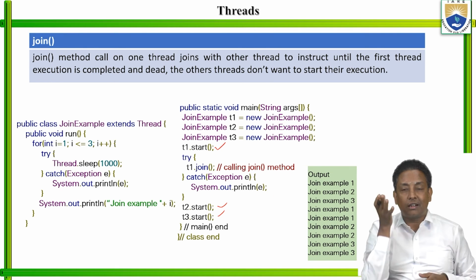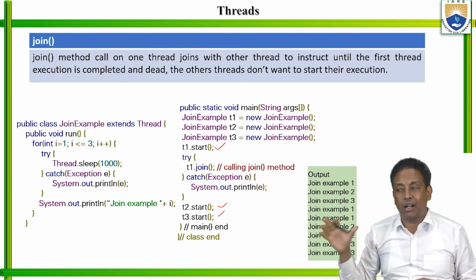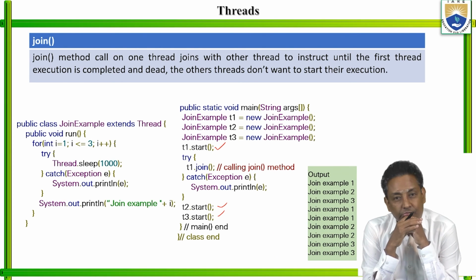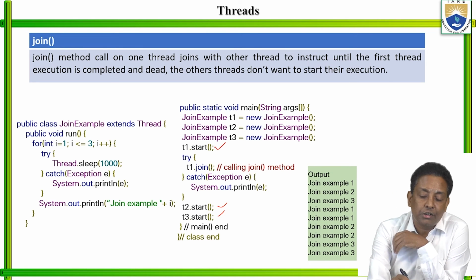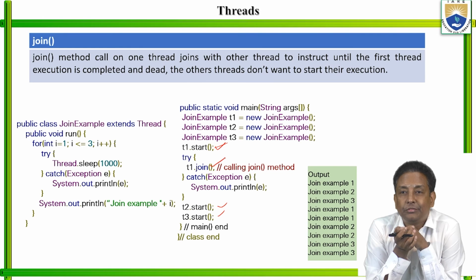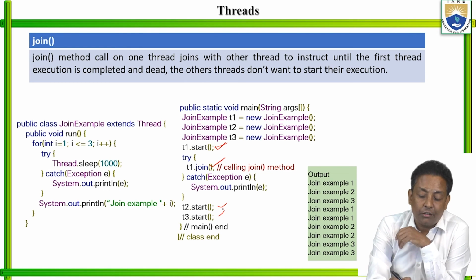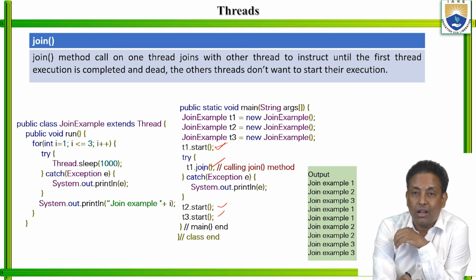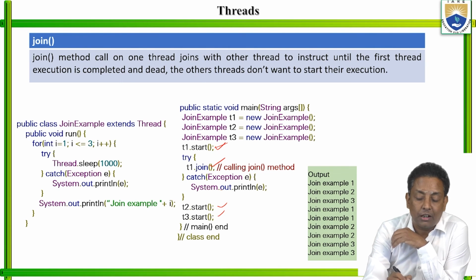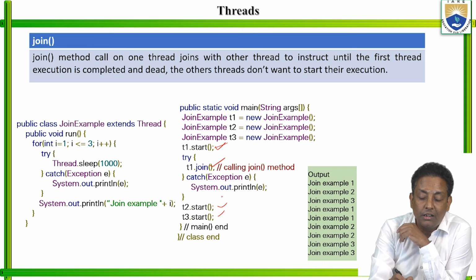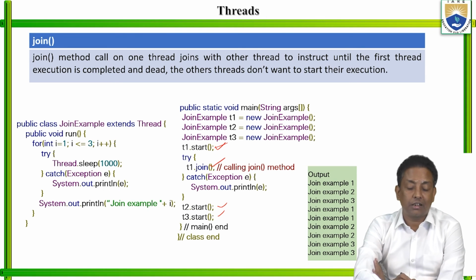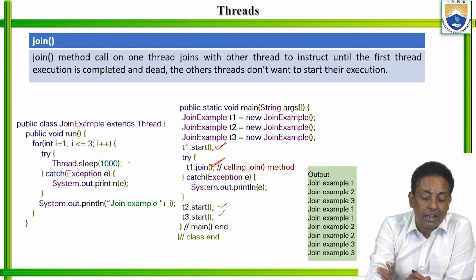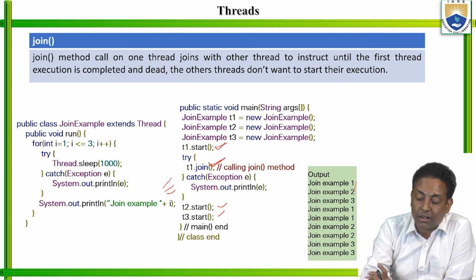So how do you instruct the thread scheduler: until my thread execution is completed, please don't start other threads? Immediately after you start your thread, you call t1.join. When you are using join, sleep and these methods, you need to put them in a try-catch block and handle the exception. Then you write t2.start and t3.start. Until t1's executions are completed, all its outputs are completed, all its executions are completed.